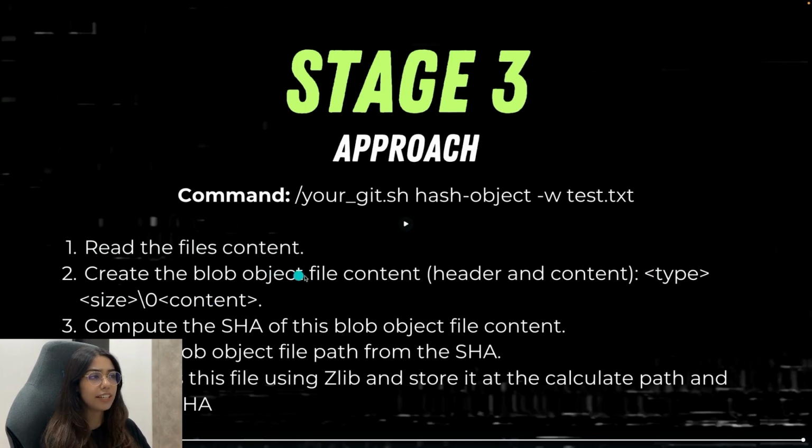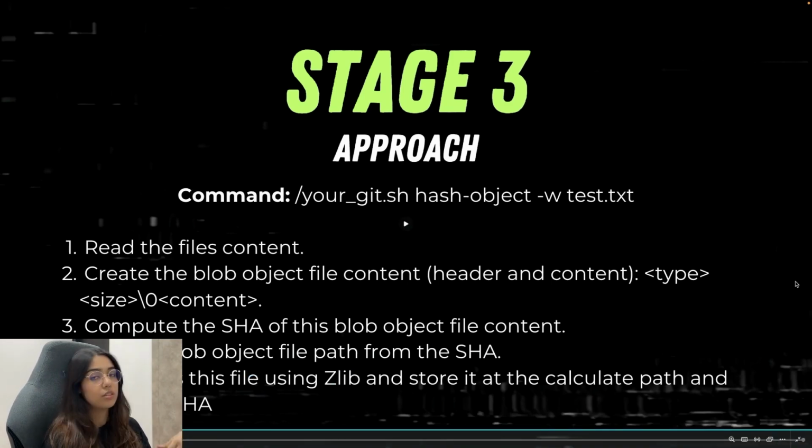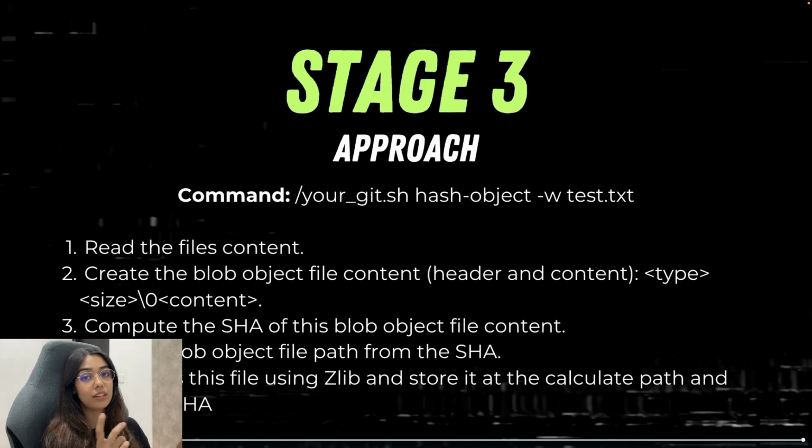After creating the blob object file, we can compute the SHA of this blob object file. This content is used to generate the hash. Then using this hash, we can find out the object file path: the first two characters, slash, the last 38 characters. Then we store this file at this path after zlib compression. So that's all we covered in the last video.